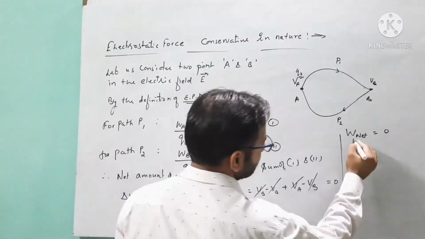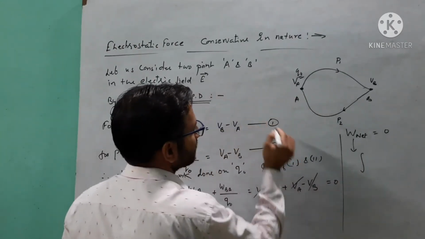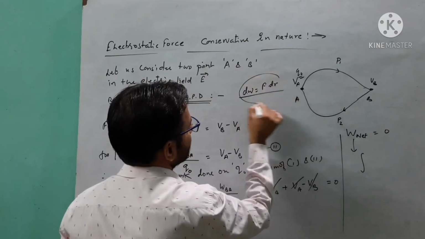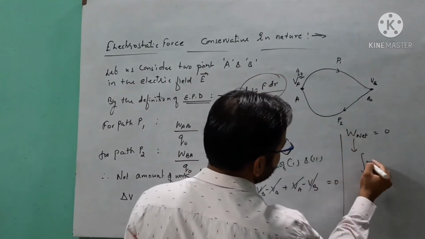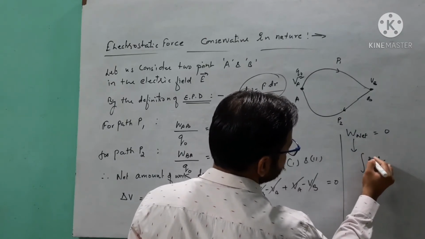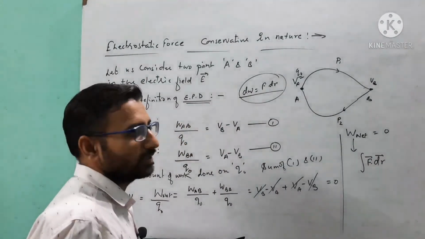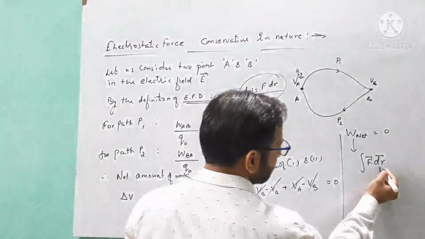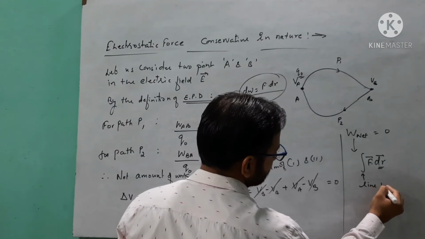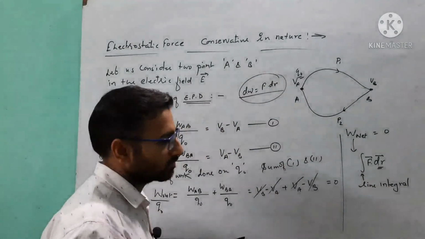And if we think here about the formula, as we know, listen carefully students, W is equal to F into dr, you know very well. So at that time W net can be written as integral of F into dr. Suppose this is the integral form, and this integral is based on distance, so it is called the line integral of the electrostatic force.